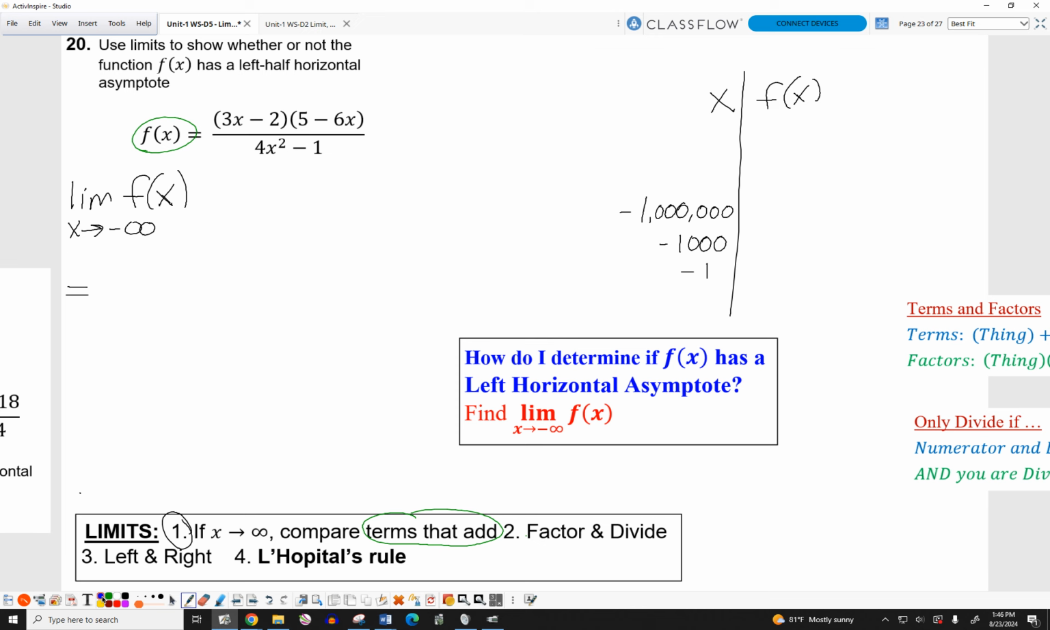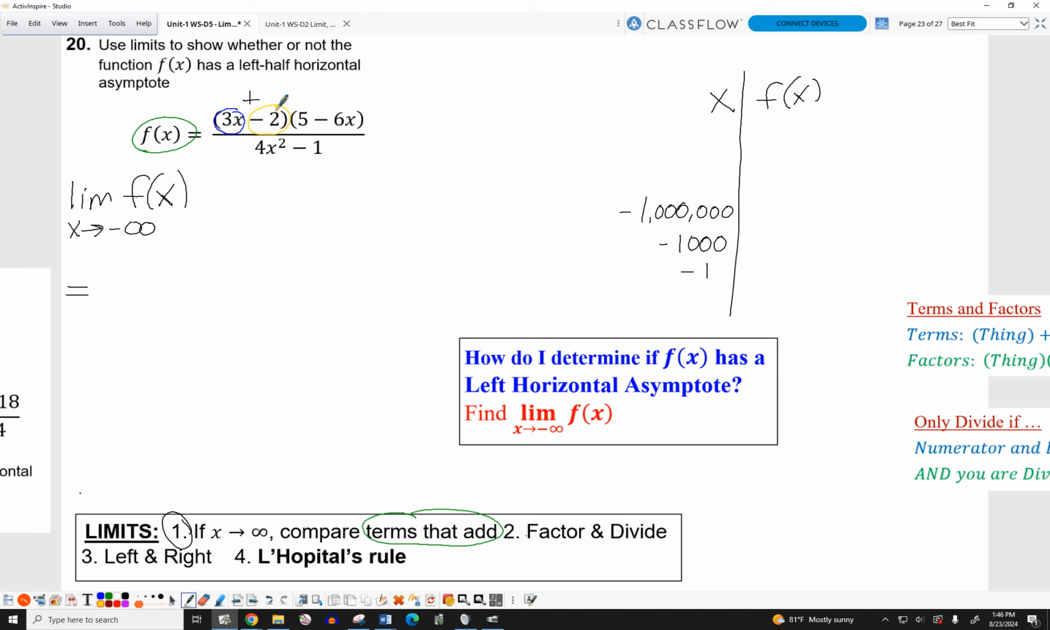Clara, tell me 2 terms that are adding. The 3x and the negative 2. There we go. 3x is a term. There's a hidden plus sign, and you're adding that to this negative 2. Those are 2 terms that are adding. That's what we mean by comparing terms that add. 3 points for Clara.